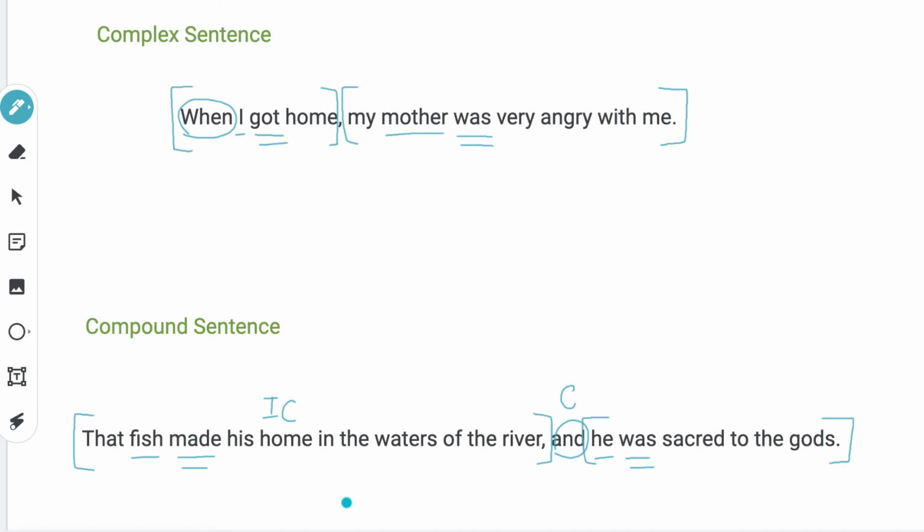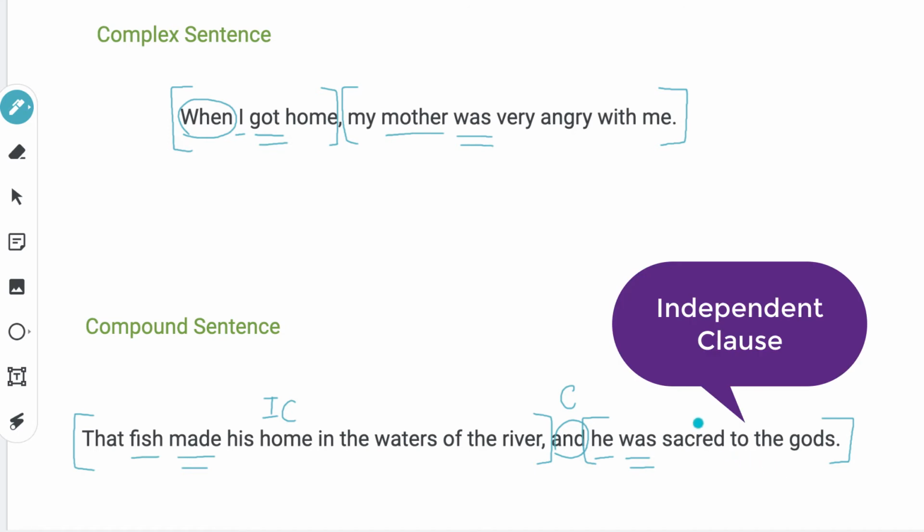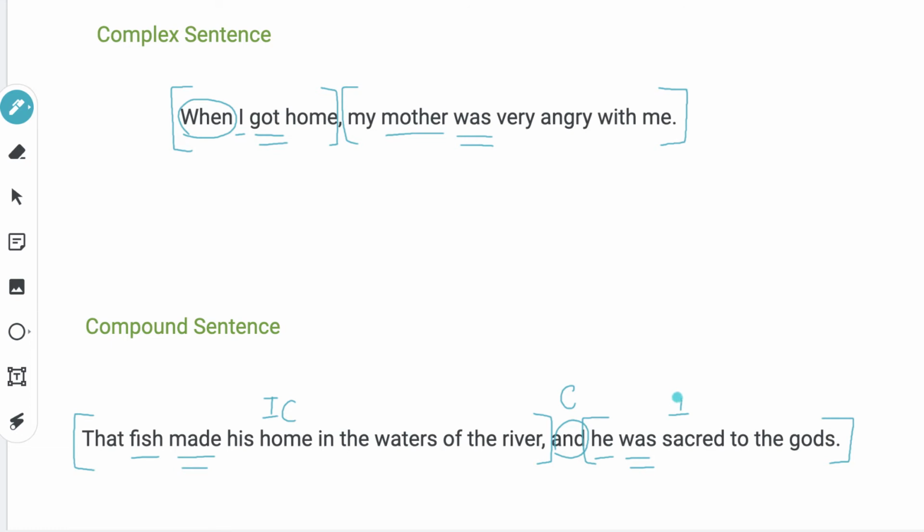Let's read the other clause. He was sacred to the gods. Yes, that one can stand on its own also, so we have another independent clause. So let's also mark this one with an IC.